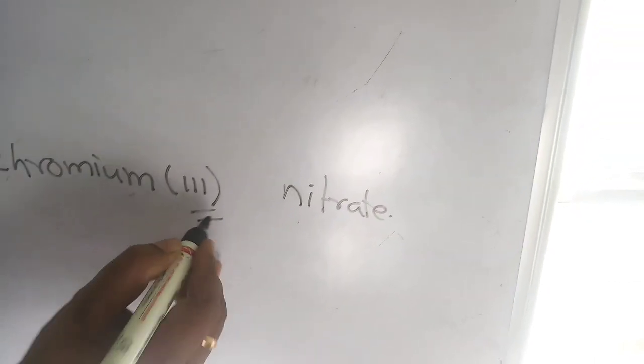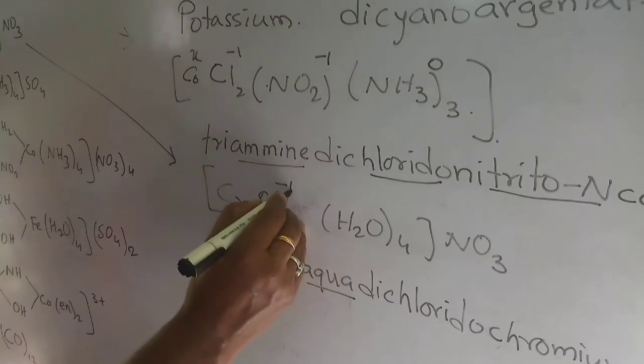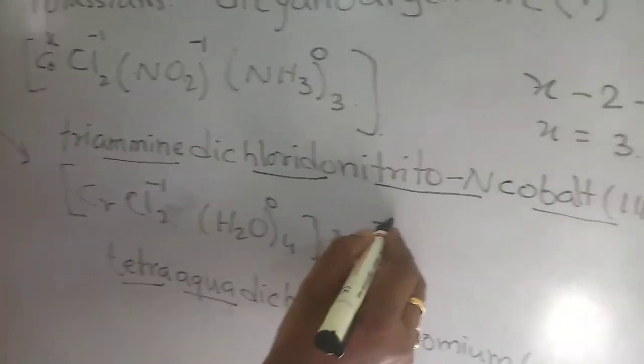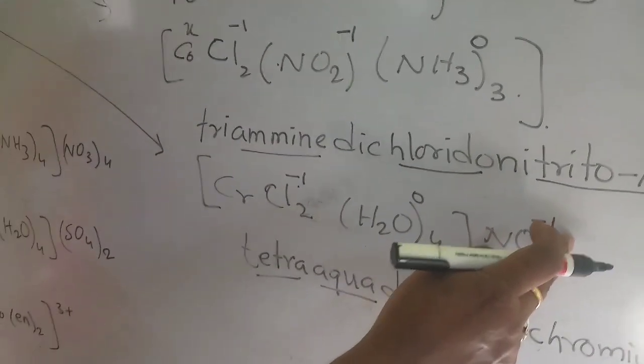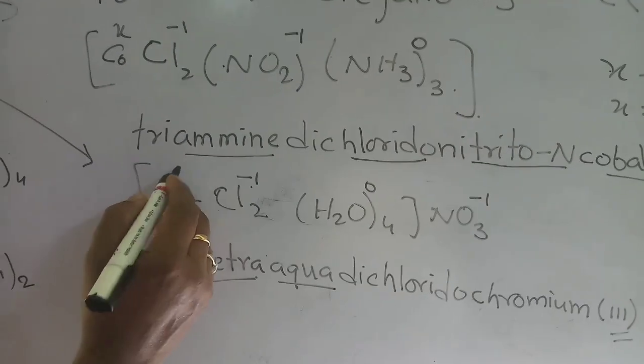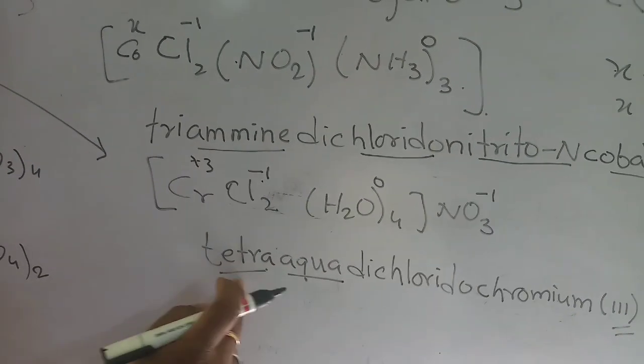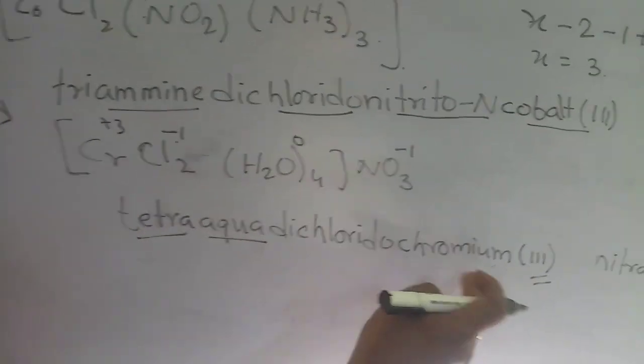Now the question is how I know this chromium is 3. You can check it here: minus 1, this is 0, this is minus 1. So minus 1 times 2 is minus 2, and minus 1 makes minus 3. So chromium should be plus 3. So tetraaquadichloridochromium(III) nitrate.